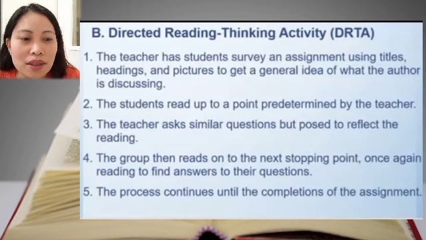Number 1, the teacher has students survey an assignment using titles, headings, and pictures to get a general idea of what the author is discussing. Number 2, the students read up to a point predetermined by the teacher. Number 3, the teacher asks similar questions but posed to reflect the reading. Number 4, the group then reads on to the next stopping point, once again reading to find answers to their questions. Number 5, the process continues until the completion of the assignment.